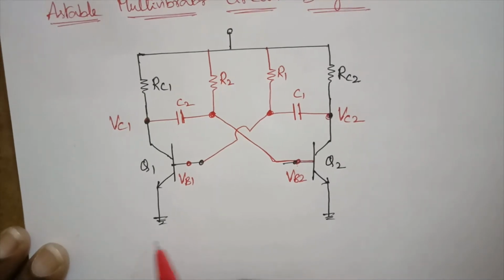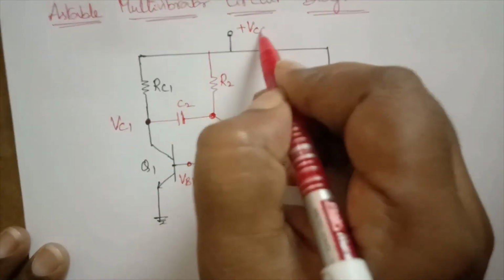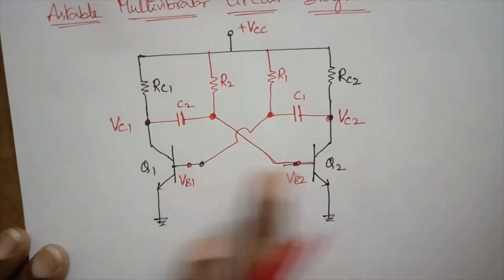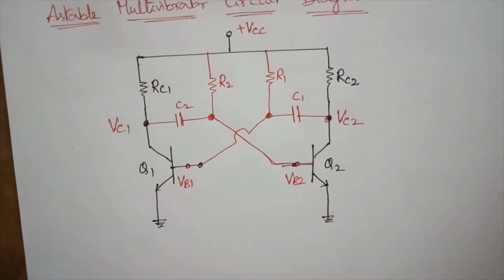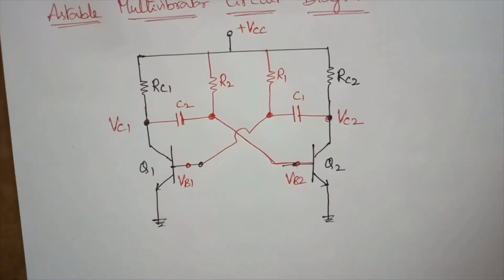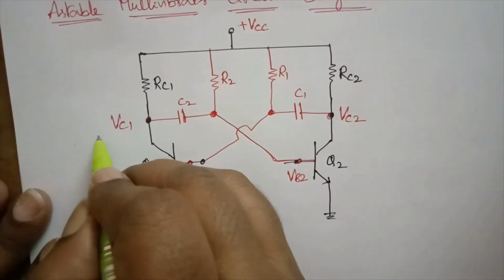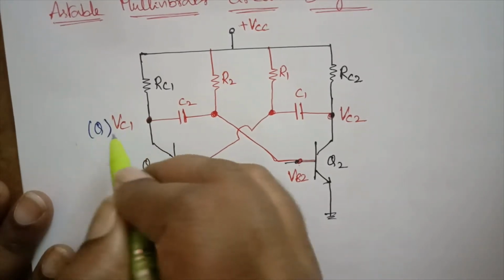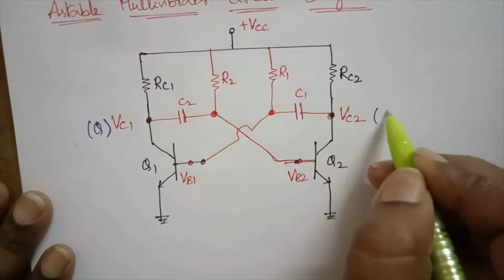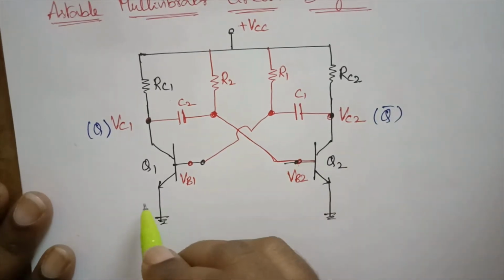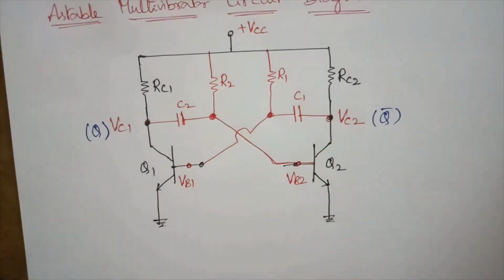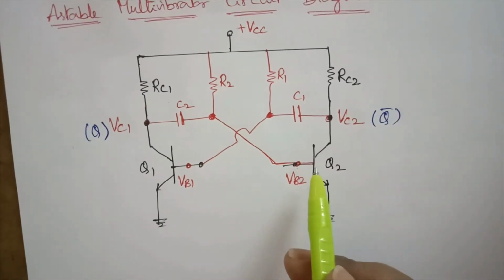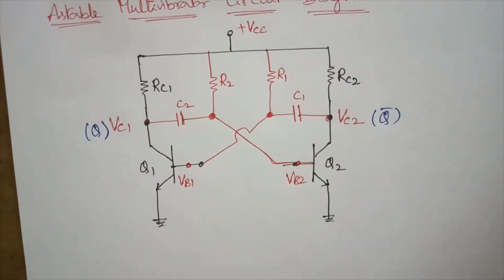Always remember that the outputs of the two transistors are always complementary to each other. That means if VC1, the output value, is Q, then VC2 should be Q bar. We are getting like that because of this cross coupling connection. Now let us move on to the operation.